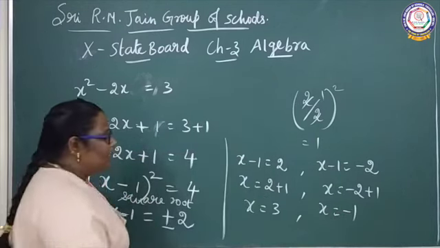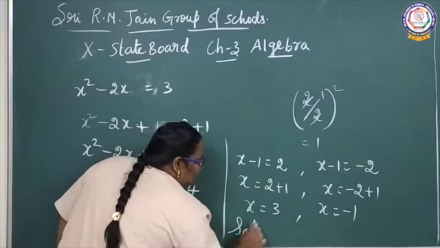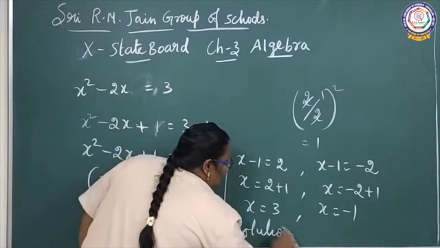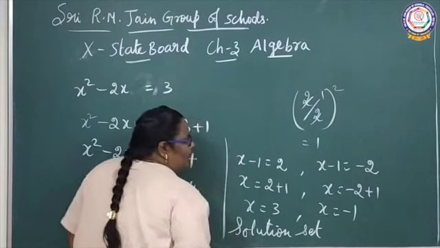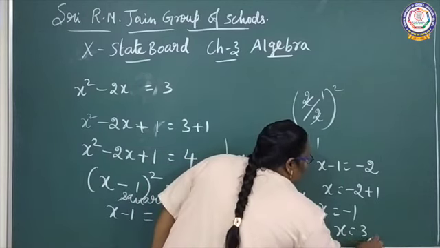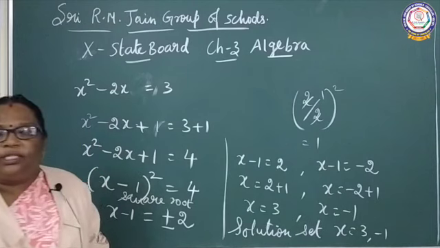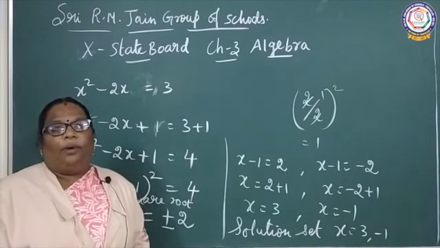What is the solution set here? Solution set: x equal to 3 comma minus 1.